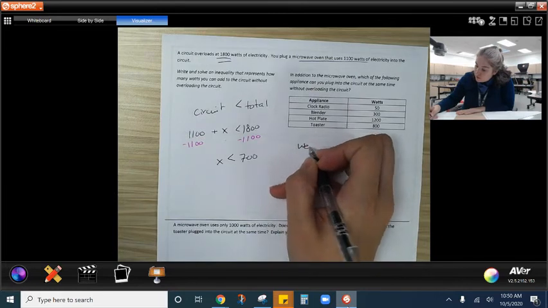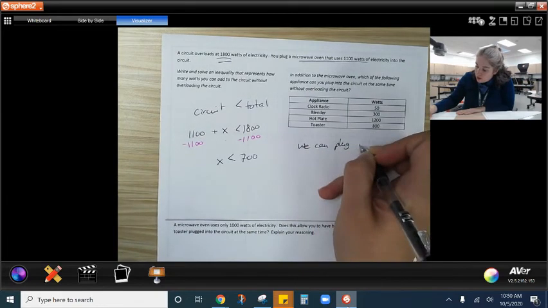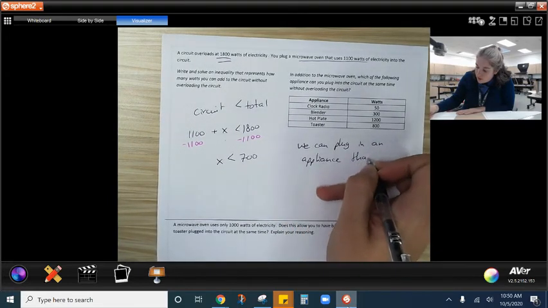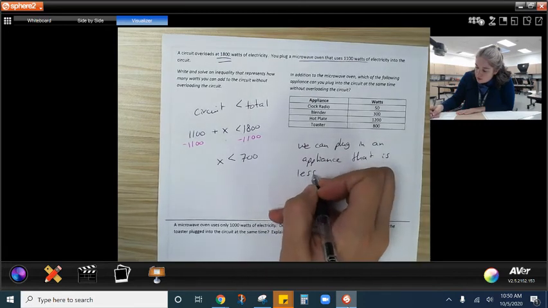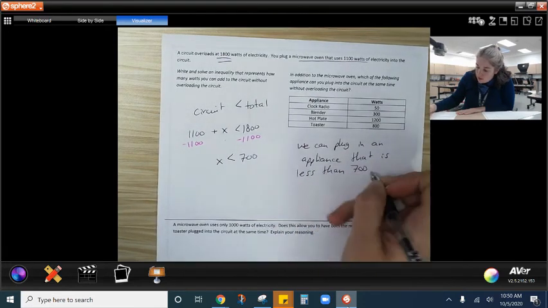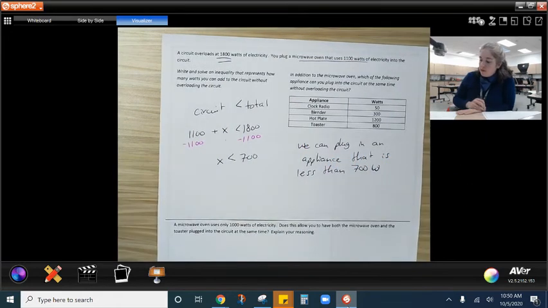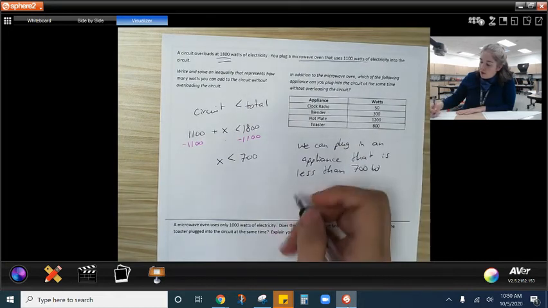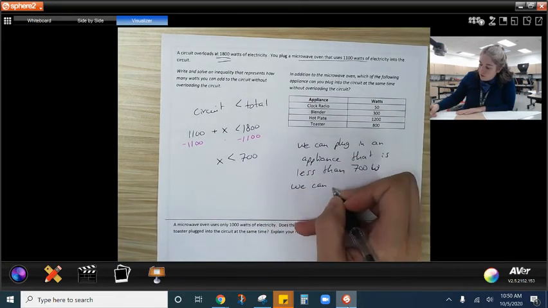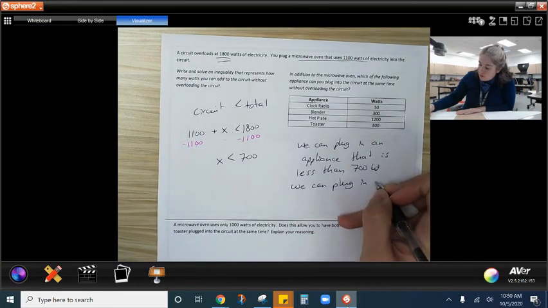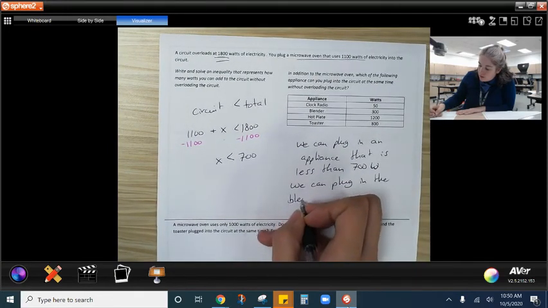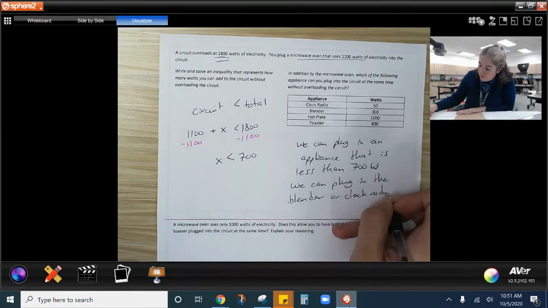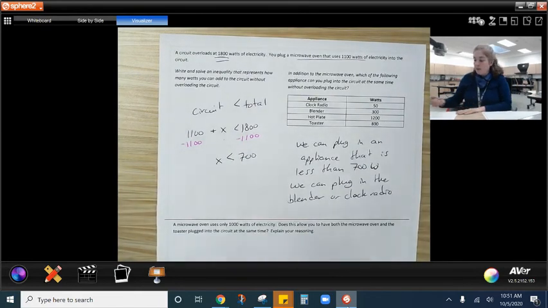So we can plug in an appliance that is less than 700 watts. If we look at our little chart here, that means we could plug in the blender and the clock radio.